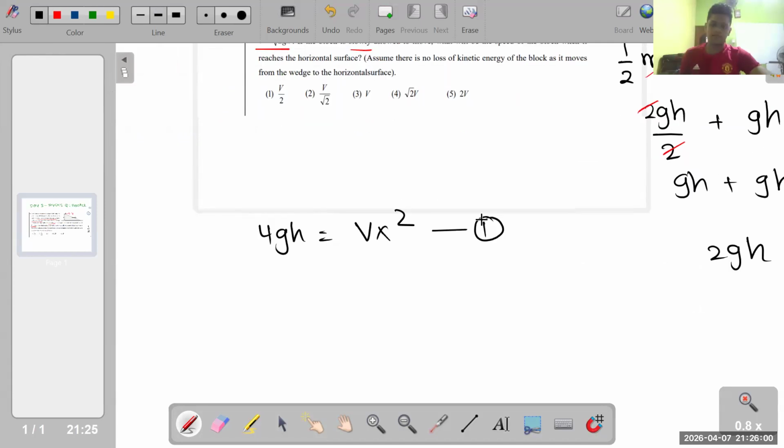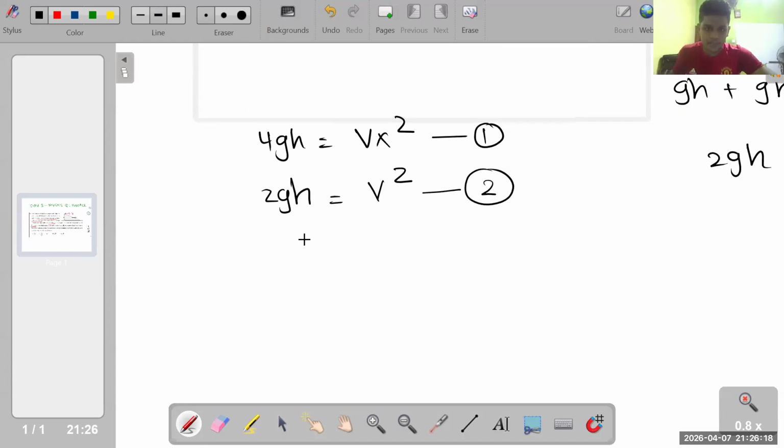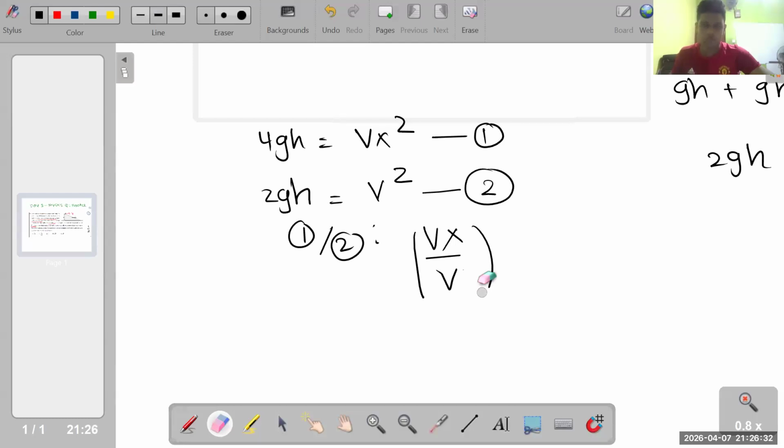This is the first equation. What is the value of v, which is the initial velocity? Initial velocity was v square equals 2gh. This is the second equation. To find a relationship, I'll divide the first equation by the second equation, where I'll get vx over v, sorry, there is no v2. vx over v, complete thing square, equals 4gh divided by 2gh.